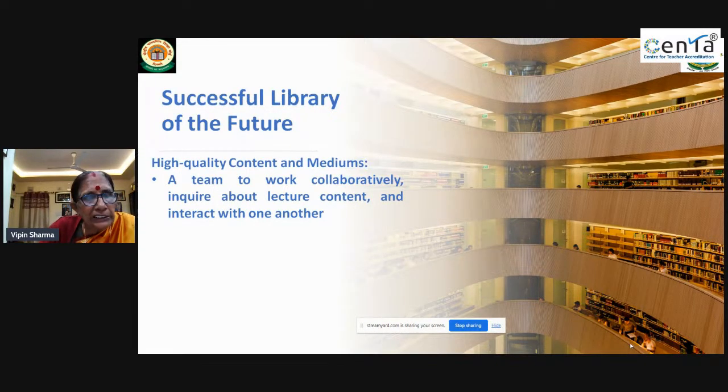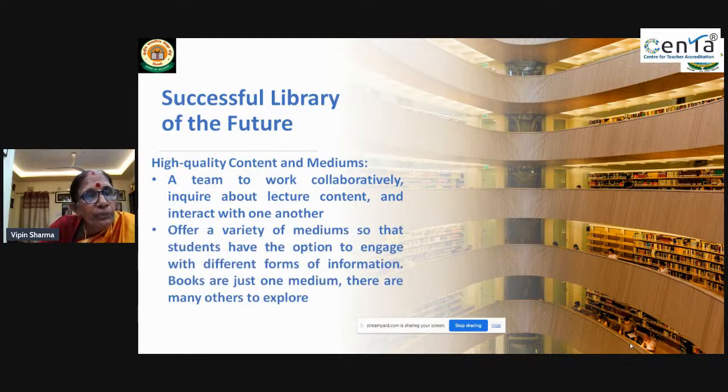Inquire about lecture content, interact with one another across a variety of mediums so that students have the option to engage with different forms of information. So that it will be a successful library. Have the books, different books, a variety of books, look into the needs of children. This is very, very important.